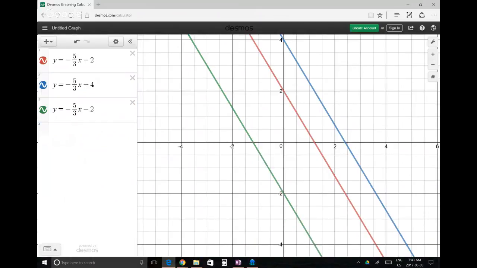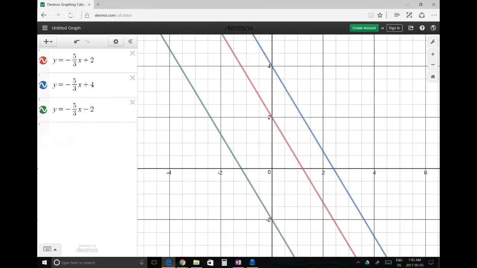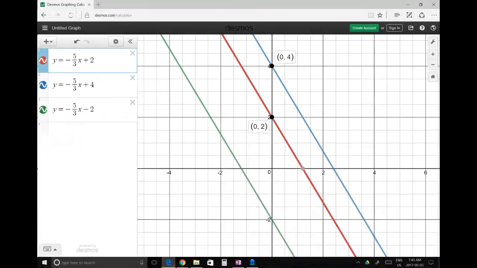3 parallel lines. The red one is the original. The blue and the green are the new ones. They have different y-intercepts. So all 3 have different y-intercepts, 4, 2, and negative 2, which we find here, but they have the same slope, so they're parallel.